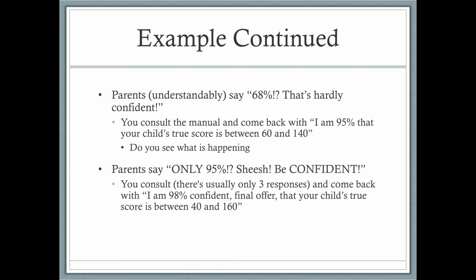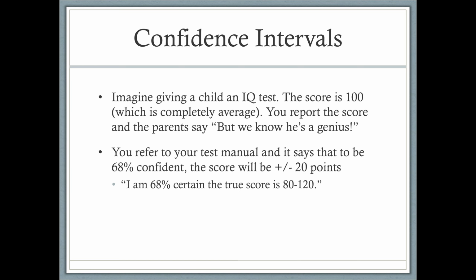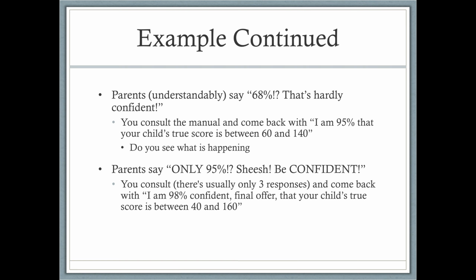So you might be saying, just to be clear, where did that come from? Here, the manual says that to be 68% confident, add on 20 points. This is one SEM, and it's in the manual, so it's different for every test. It'll say to be 68% confident, add one SEM. You look up what the SEM is for this test. It says 20 points. So we add 20 points onto the score, and we subtract 20 points. That's for one. Now to be more confident, add another SEM.